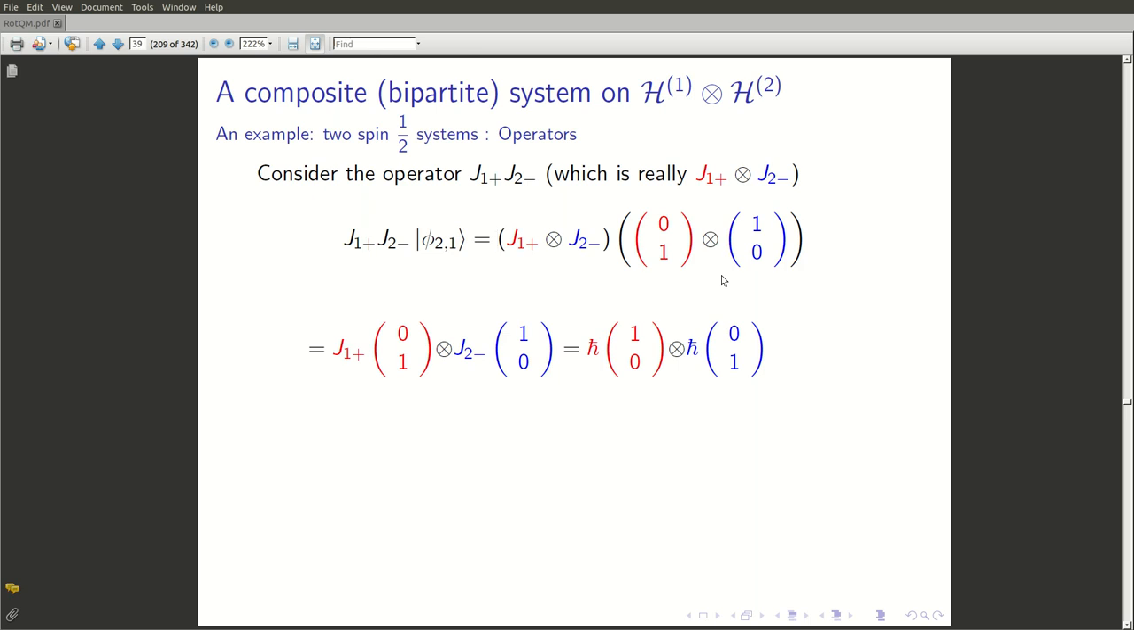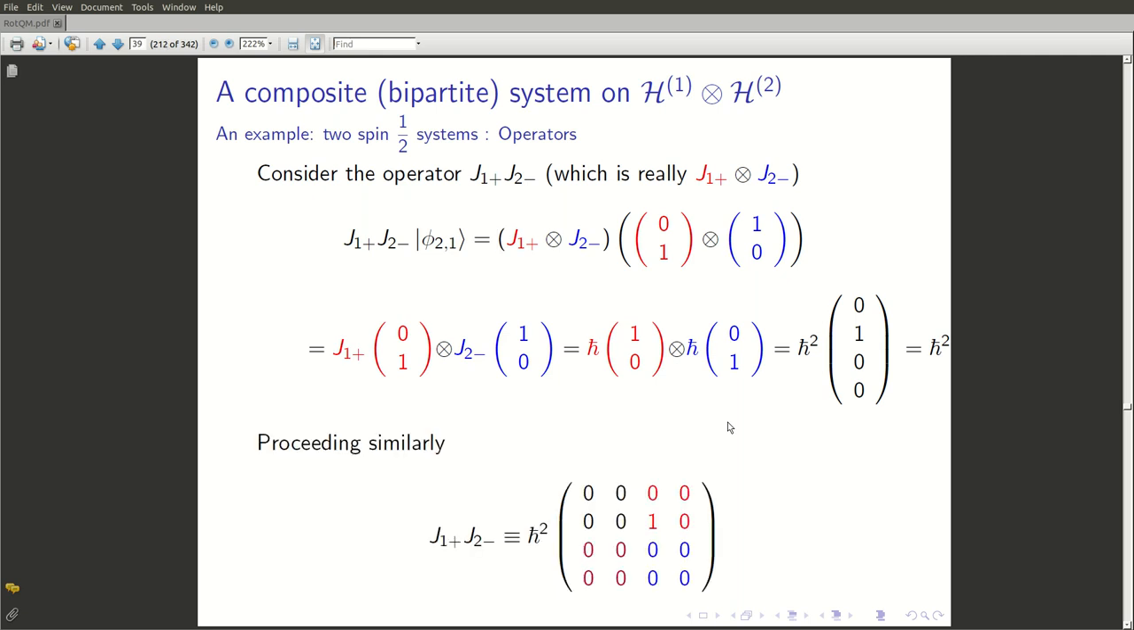And so the result is h cross squared, and the direct product can be easily formed. Remember, it is 1 times 0, 1 and 0 times 0, 1, so you get 1, 0, 0, 0. Okay, so there was one more thing written there which I've just managed to drop out. That was h cross squared ket phi 1,2. And we proceed similarly to find out the matrix for J1 plus J2 minus.